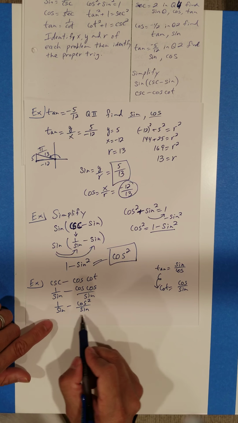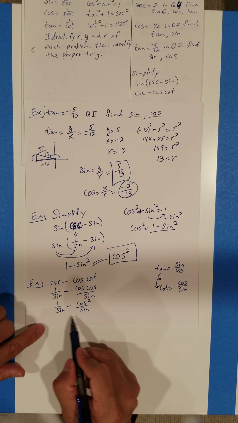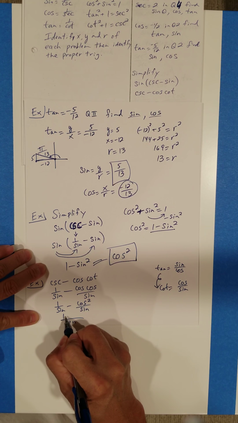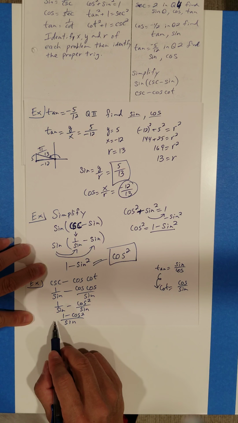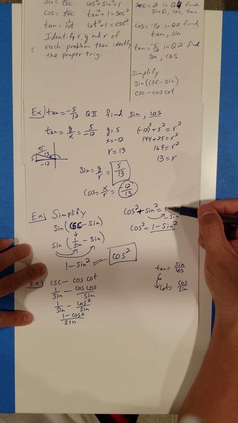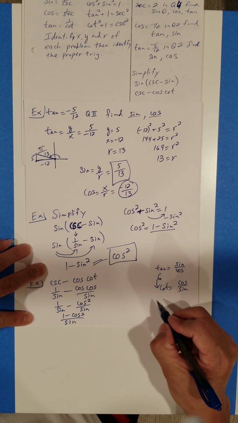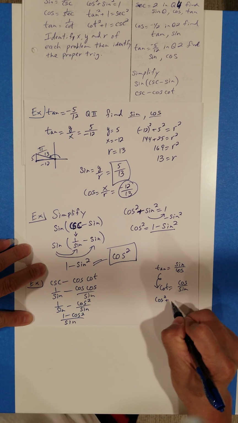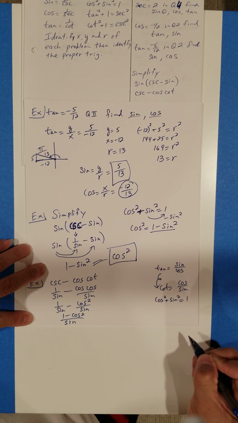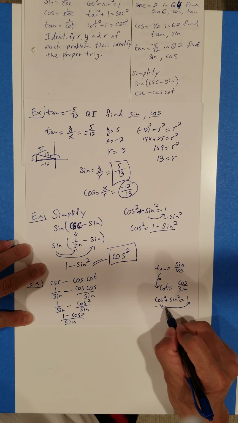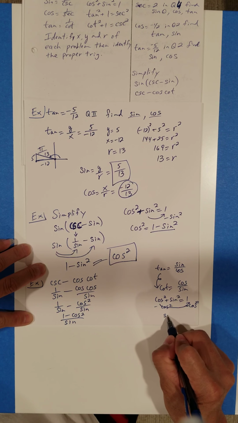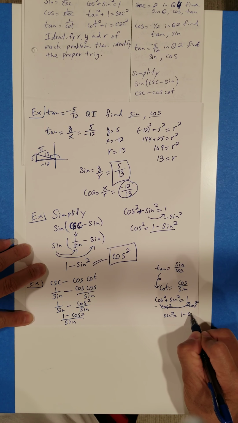Now, if you notice, both denominators are the same. Since both denominators are the same, I'm going to put it together as one fraction. Sine on the bottom, and on top would be 1 minus cosine squared. Now, what is 1 minus cosine squared? If you look at the original identity, cosine squared plus sine squared equals 1, if I bring this over by subtracting cosine squared, I get sine squared equals 1 minus cosine squared.